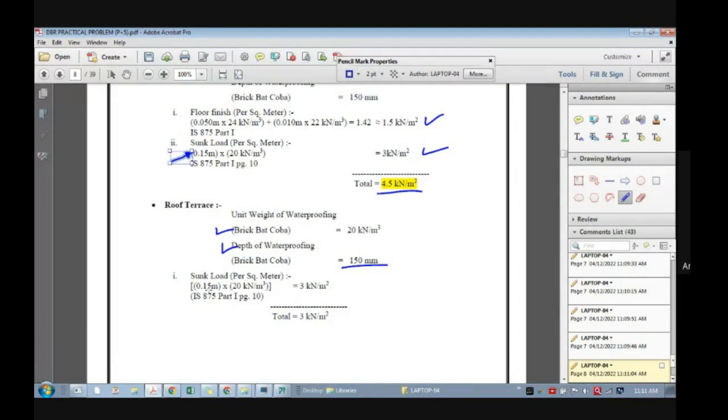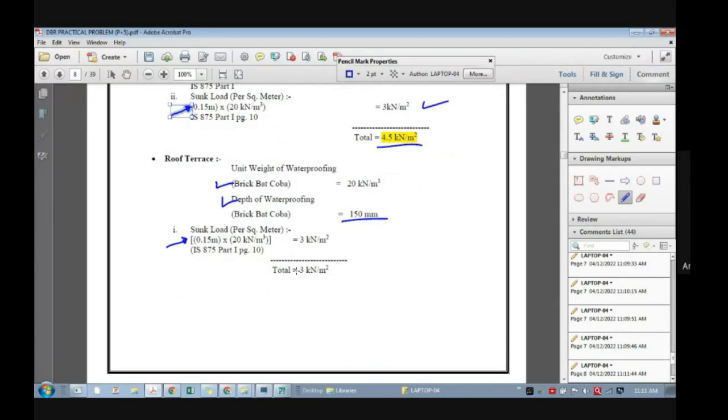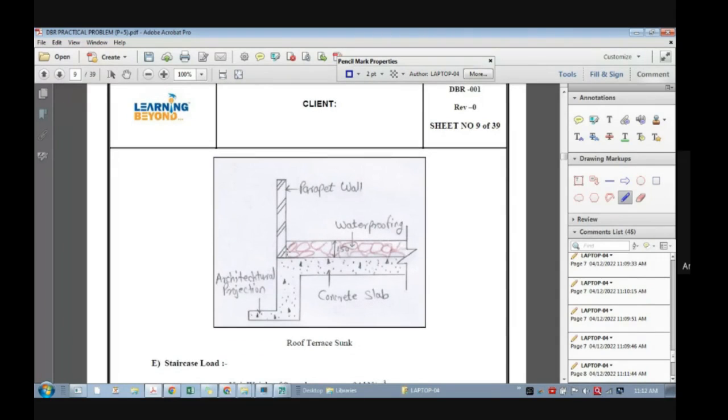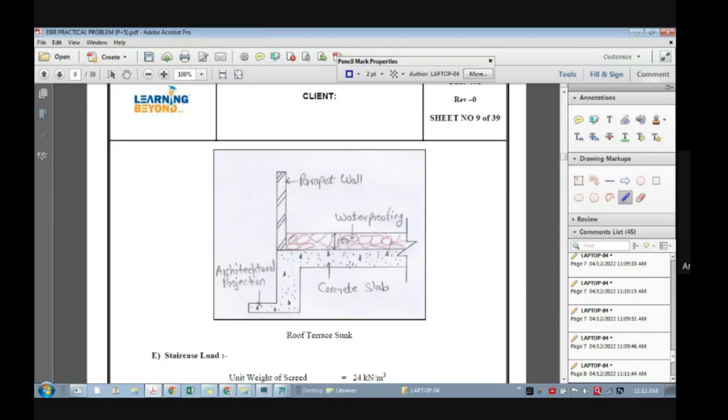So that means we can say sunk is 0.15 terrace. And if you are providing any floor finish, then you can add the floor finish load also. Generally, we have waterproofing also in these terraces. So this is 3 kilonewton, 0.15 into 20. You can look at this section, the concrete slab and directly waterproofing we are doing here, right? This water parapet wall, already we have taken the load of parapet, which is 1.2 meters.